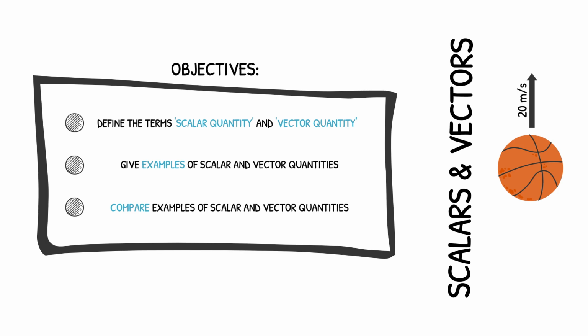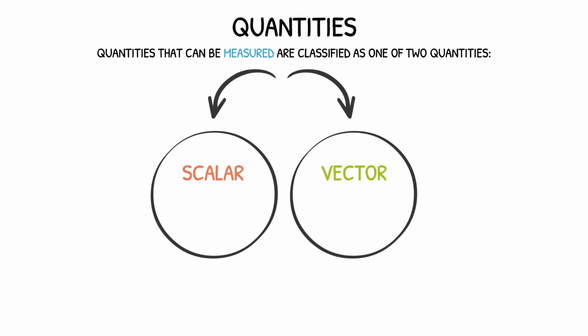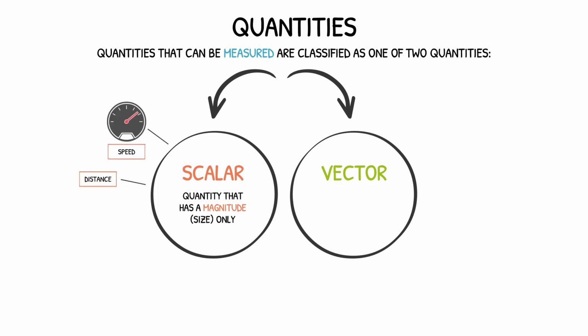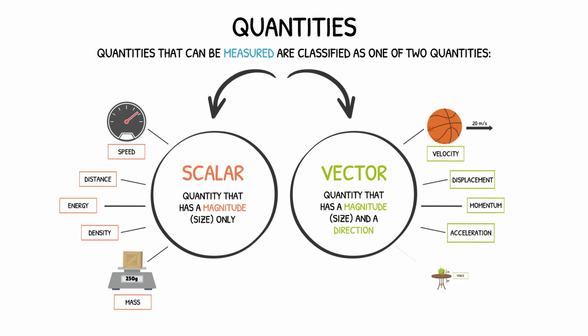So, let's go. In physics, any quantity that can be measured can be classified as being one of two quantities. These are scalar and vector quantities. A scalar quantity is a quantity that has a magnitude or size only. Speed, distance, energy, density, and mass are examples of scalar quantities. In contrast, a vector quantity is a quantity that has both magnitude and direction. Velocity, displacement, momentum, acceleration, and force are all examples of vector quantities.